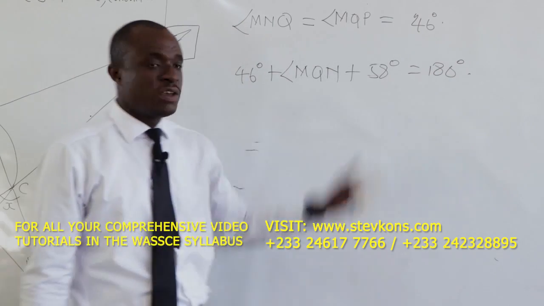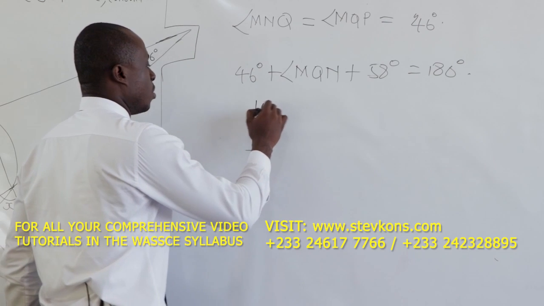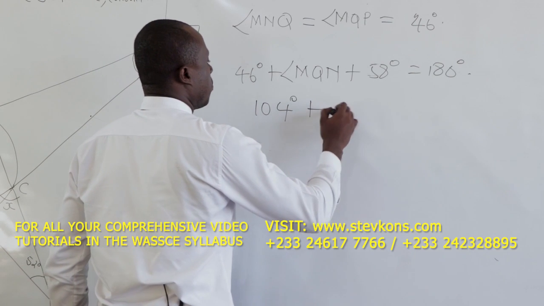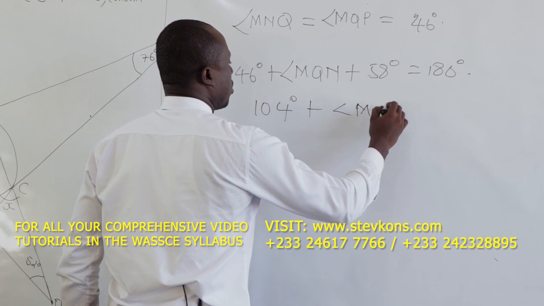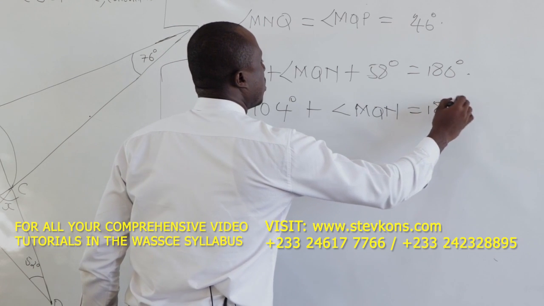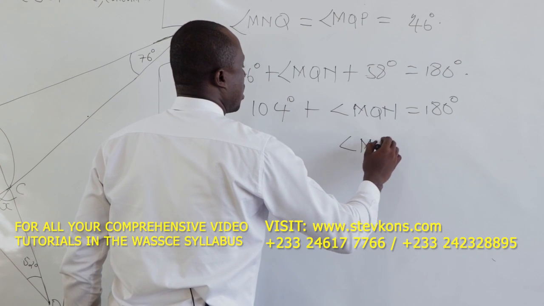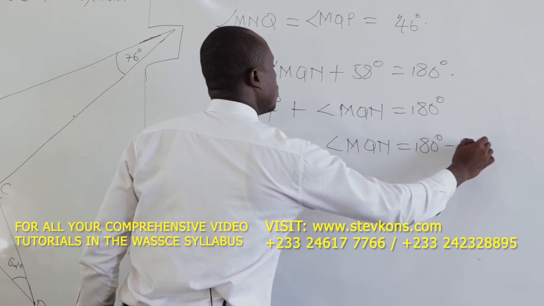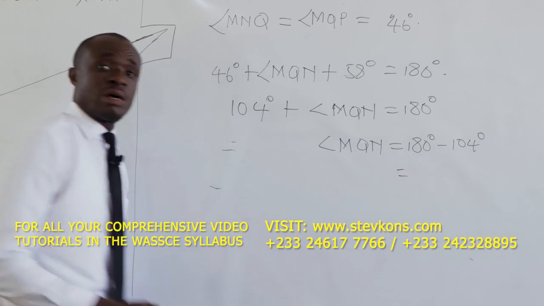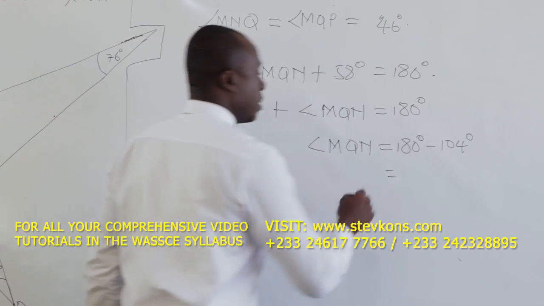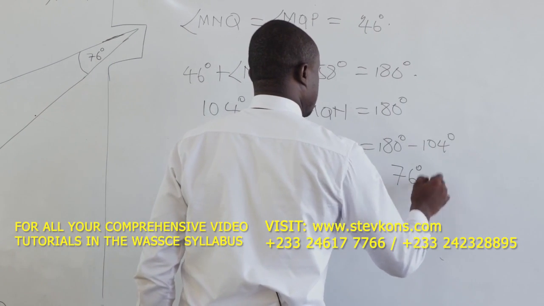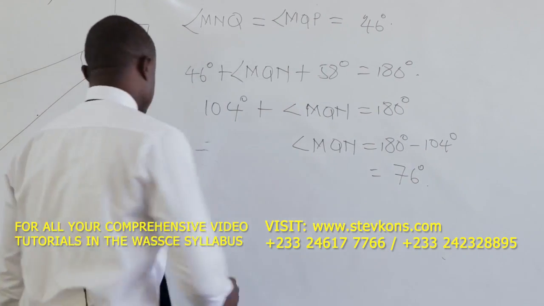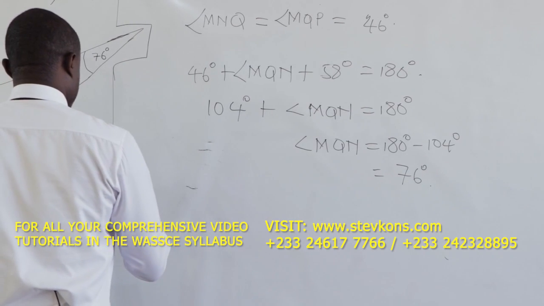Now 46 plus 58, this is 104, plus MQN equal to 180 degrees. Now MQN equal to 180 degrees minus 104 degrees. Now what is 180 minus 104? And this is just 76 degrees. So this is the first part, this is question one. Now let's also see question two.